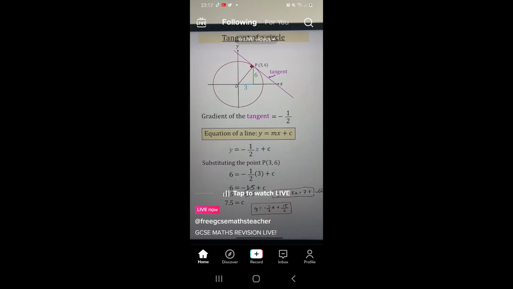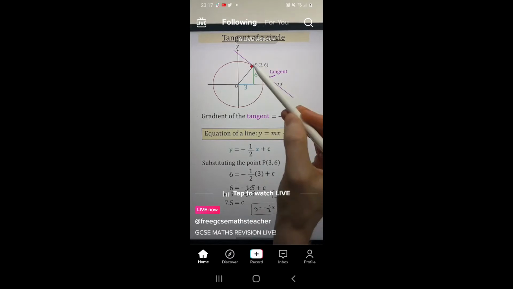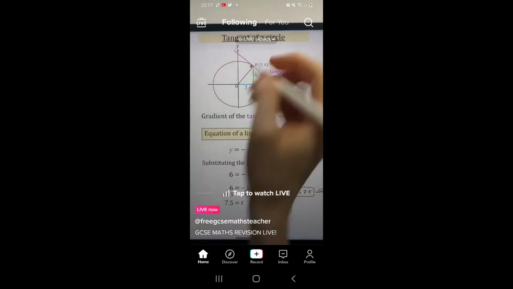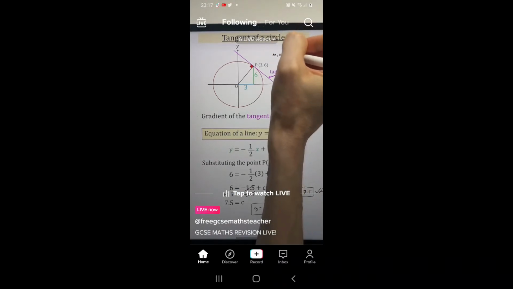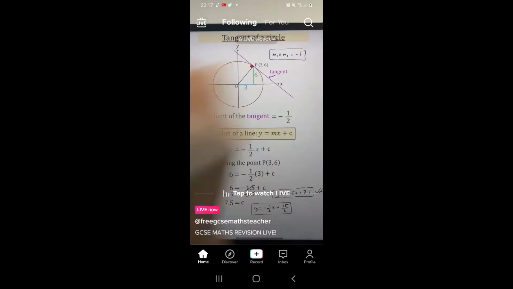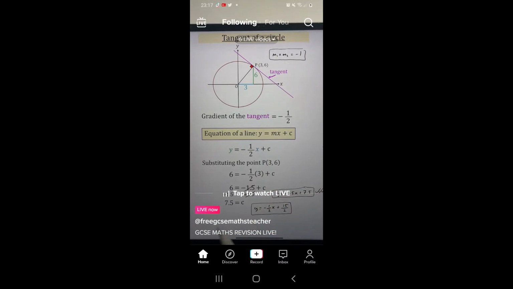Hopefully that makes more sense. So remember, a radius meets a tangent at 90 degrees. That means that these two lines are perpendicular. If two lines are perpendicular, the first gradient times the second gradient will always equal -1. That's a rule. So if you have one gradient, to find the other gradient, you can just do -1 over m. That's what we mean by perpendicular, and -1 over m is the same as the negative reciprocal.